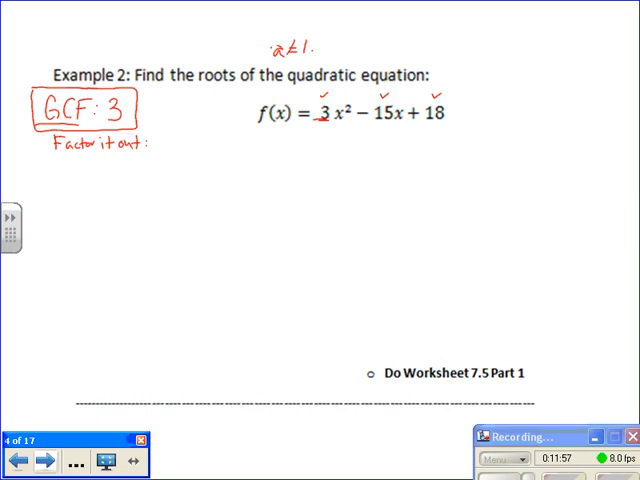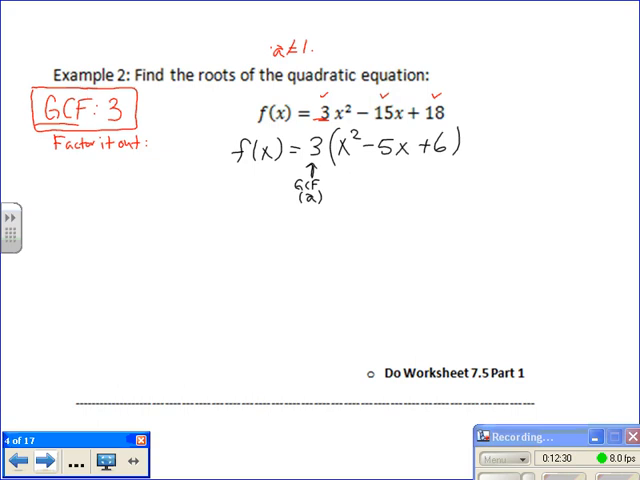So we're going to rewrite this as f of x, which is the same as y, equals 3. There's my GCF, and that's also my value for a. Okay, let's take that factor out of all 3 terms, and we're going to write what's left. So 3x squared divided by 3 just leaves me with x squared. Negative 15x divided by 3 will leave me with negative 5x. And 18 divided by 3 is going to leave me with simply 6.